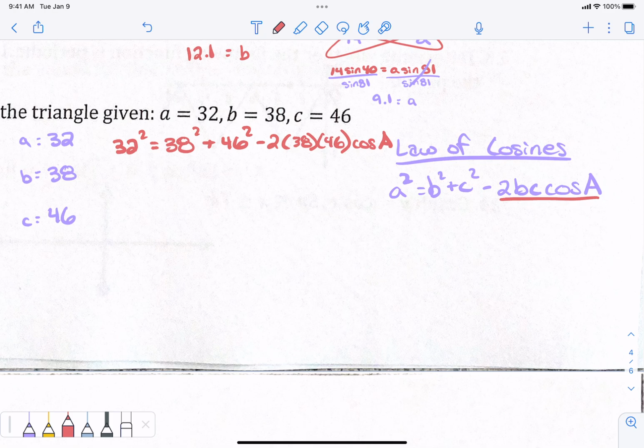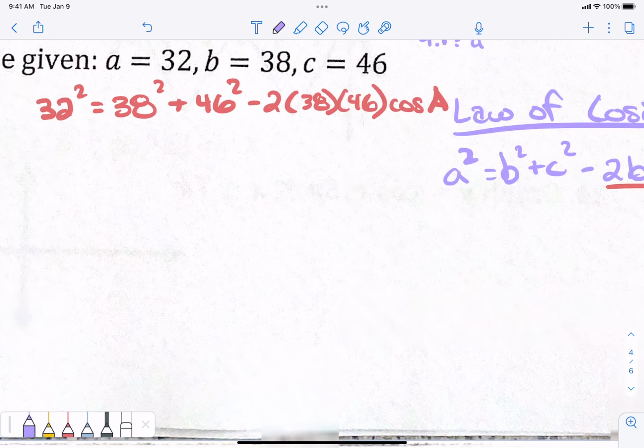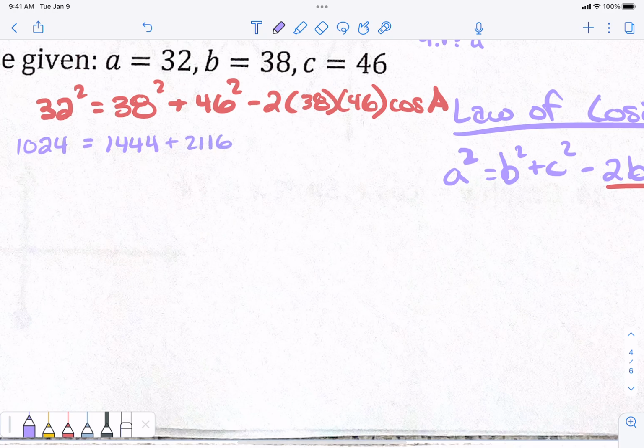Okay, lots of work. This is hard because we've got to unwind it, we've got to undo it. I'm going to write out all my steps. You can skip steps if you want to, but I don't trust it because then you make mistakes. So 32 squared is 1024. 38 squared is 1444. 46 squared is 2116, minus 2 times 38 times 46 is 3496 cosine of A.